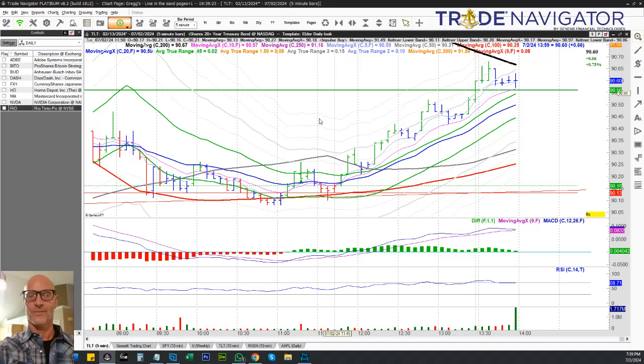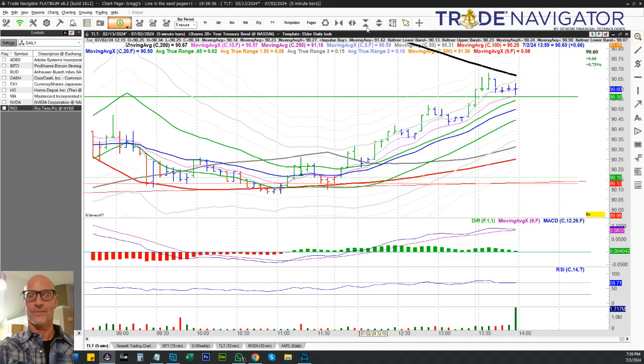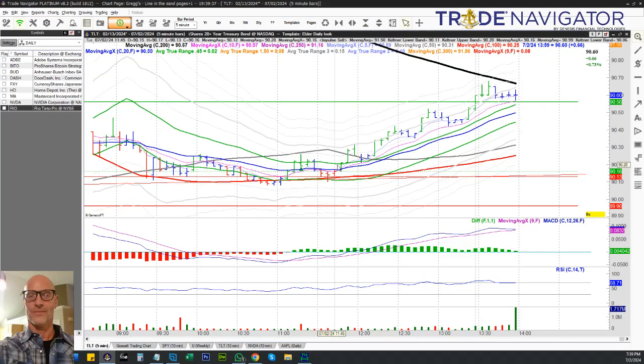All right, so again, we close below the value zone, we come into the value zone, we pull back, we create a higher low V2. I entered the trade here at $90.16.